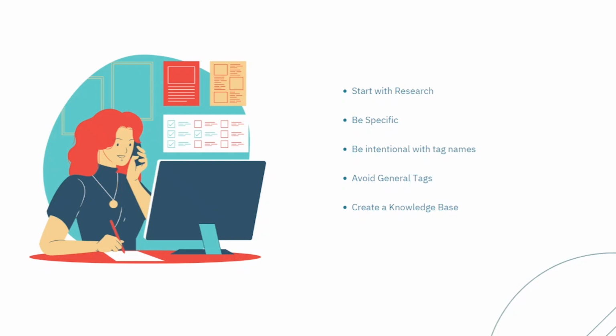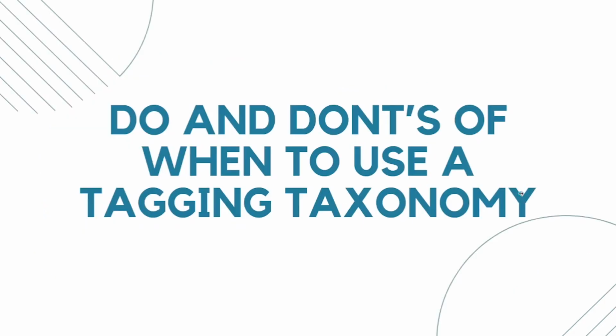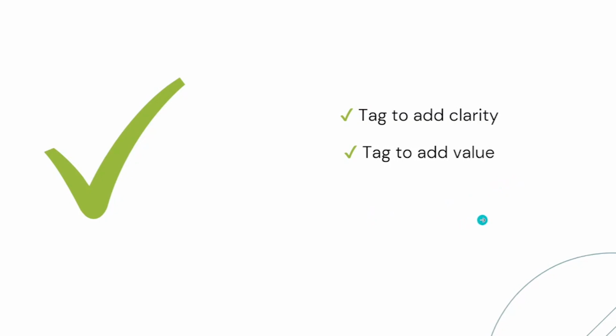The last one is to create a knowledge base. After creating all our tags, it is important to document the tags so that it makes it easy for reference and also makes it clear when we are applying each tag. What are the do's and don'ts of when to use a tagging taxonomy? We will talk about some do's. First, it is important to tag to add clarity. Second, we tag to add value.